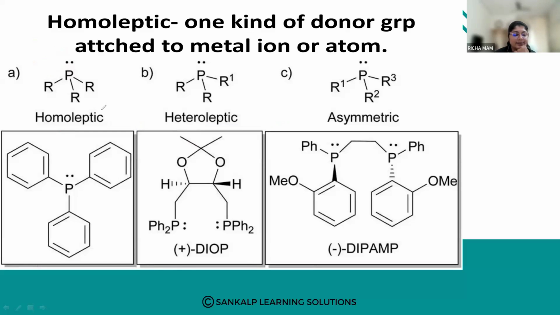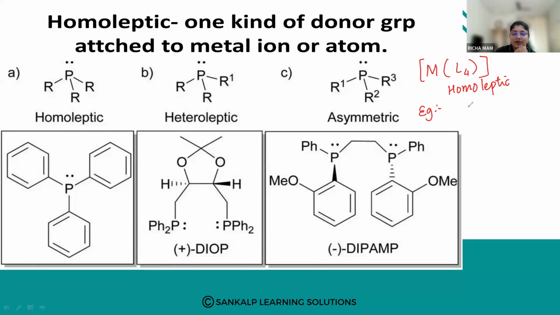So let us see the example. Homoleptic complexes are complexes in which the central metal ion is bound to only one kind of donor atom. Means, if M is linked to only one type of ligand, then it is called homoleptic. Homo means same. So it is linked to only one kind of donor atoms.